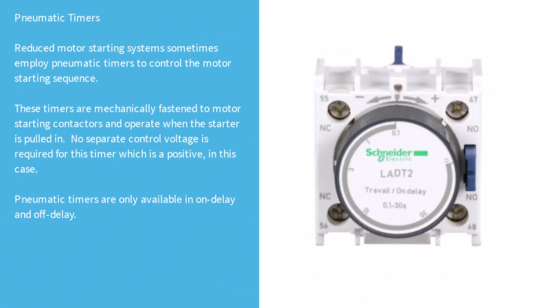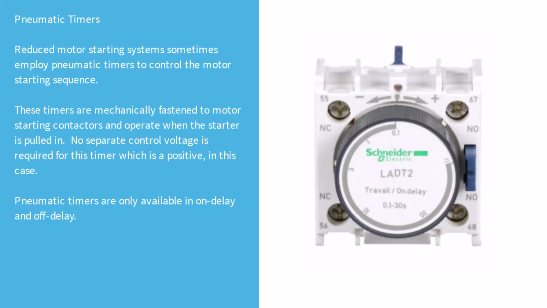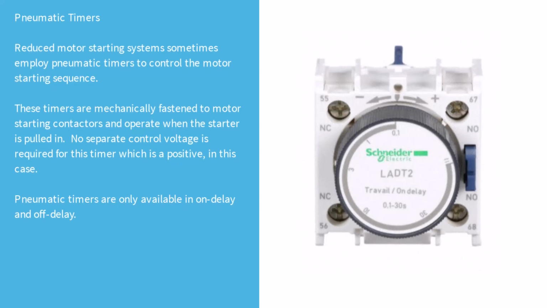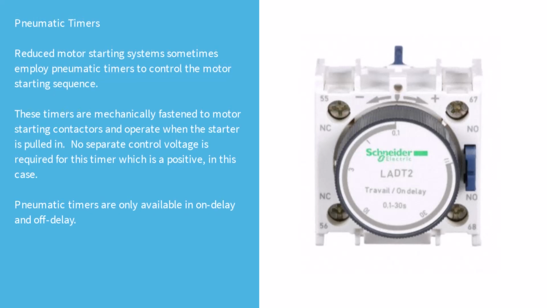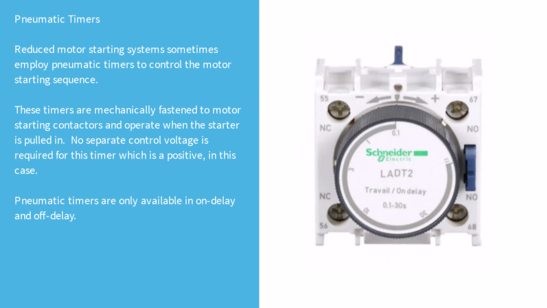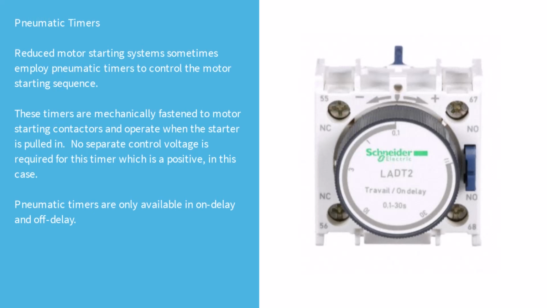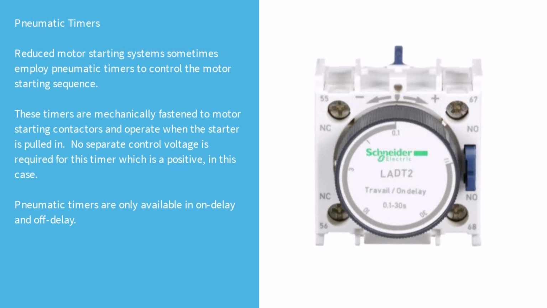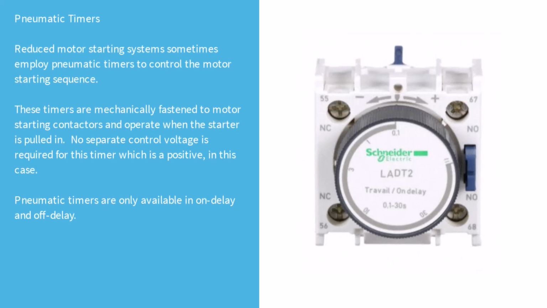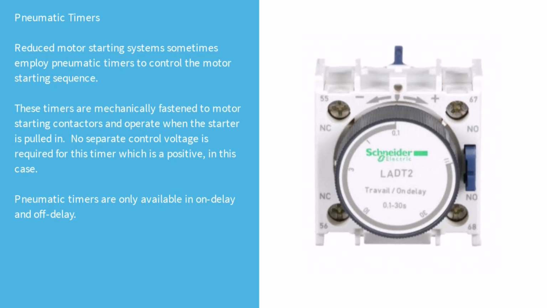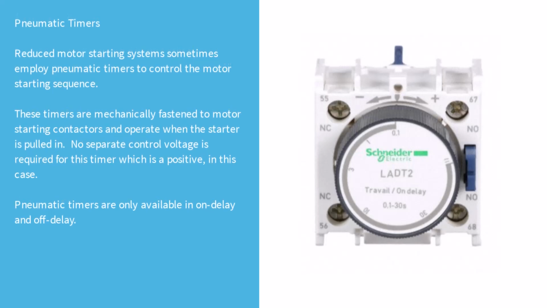Pneumatic timers. Reduced motor starting systems sometimes employ pneumatic timers to control the motor starting sequence. These timers are mechanically fastened to motor starting contactors and operate when the starter is pulled in. No separate control voltage is required for this timer, which is a positive in this case. Pneumatic timers are only available in on delay and off delay.